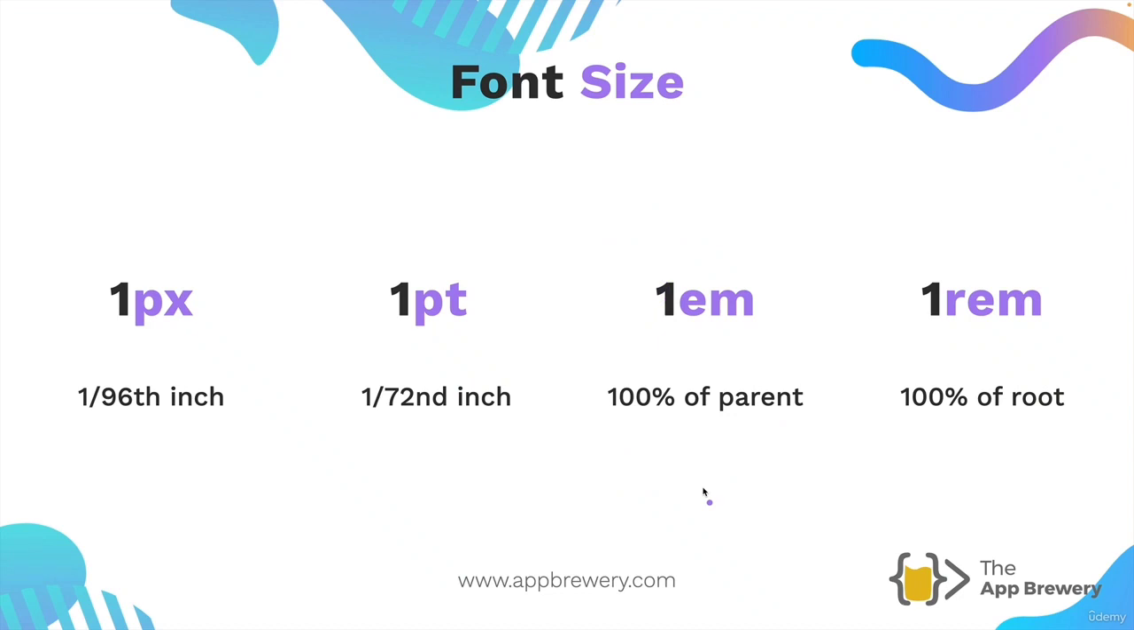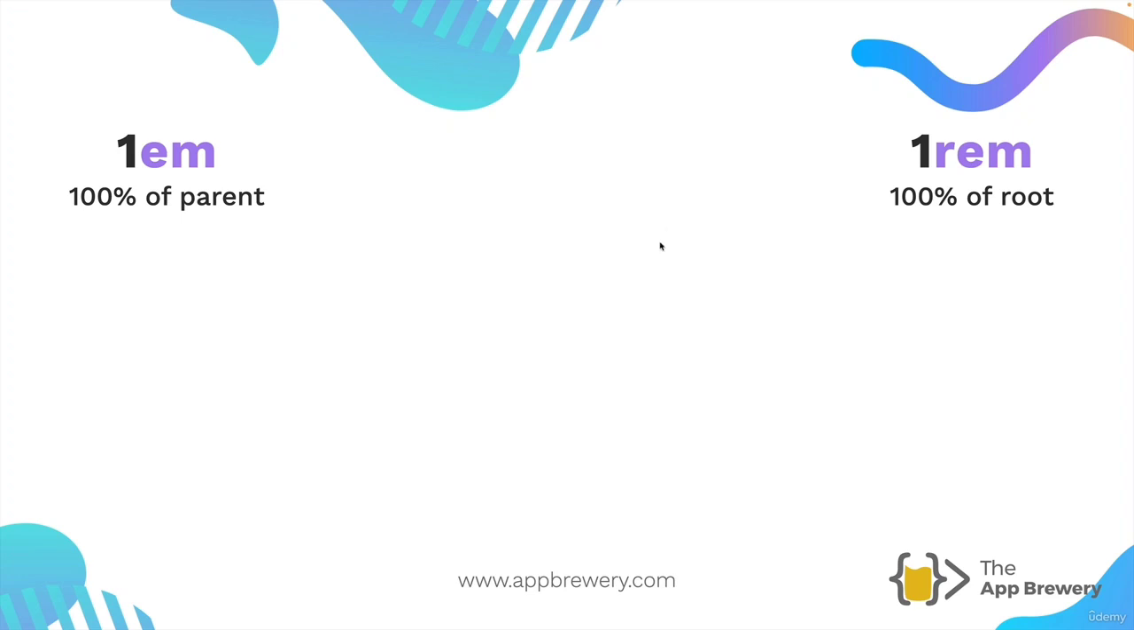But closely related to the EM is the REM, with that extra letter R. Basically it works the same way. It's a relative size, but now, instead of being relative to the parent, it's relative to the root of your HTML file, which, if you remember, is usually the HTML element that encloses everything inside. What is the difference then between the EM and the REM?